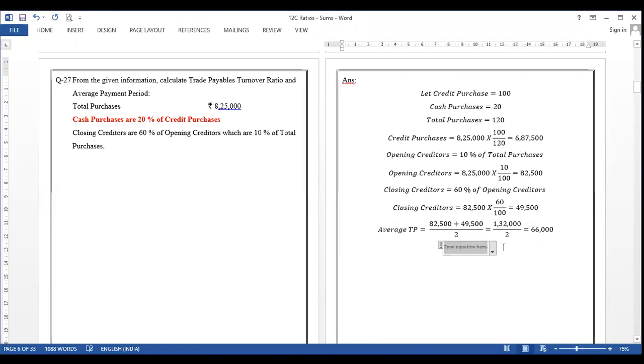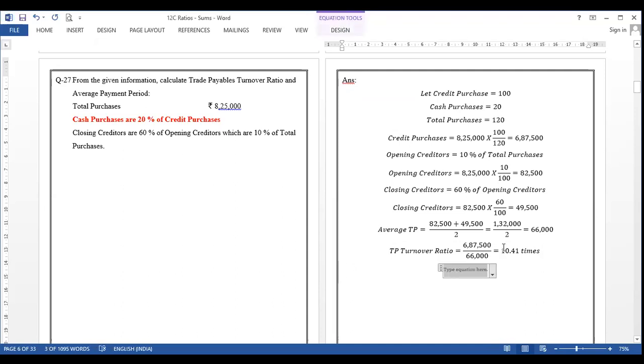Okay, now finally we can calculate the trade payables turnover ratio, right? The credit purchases were 687,500 to be divided by 66,000. That is 10.41 times. Okay, thank you. We have the trade payables turnover ratio with us.